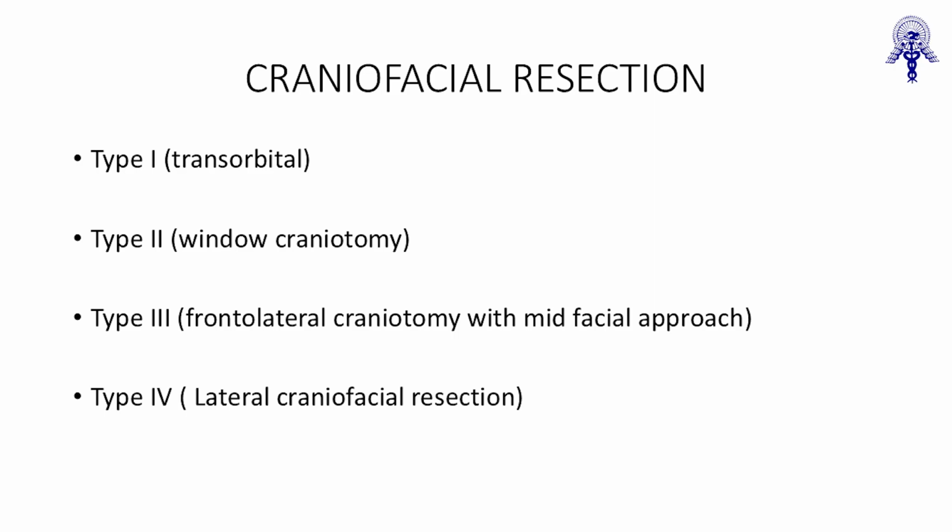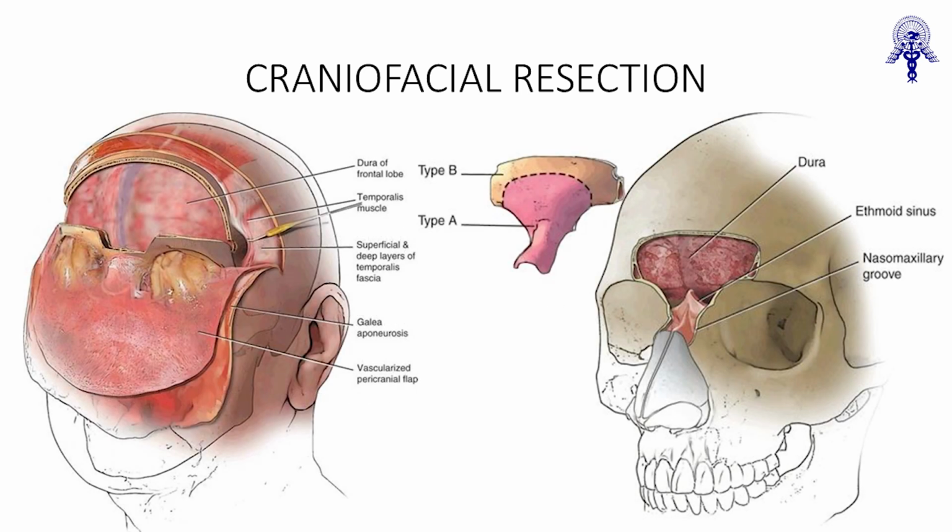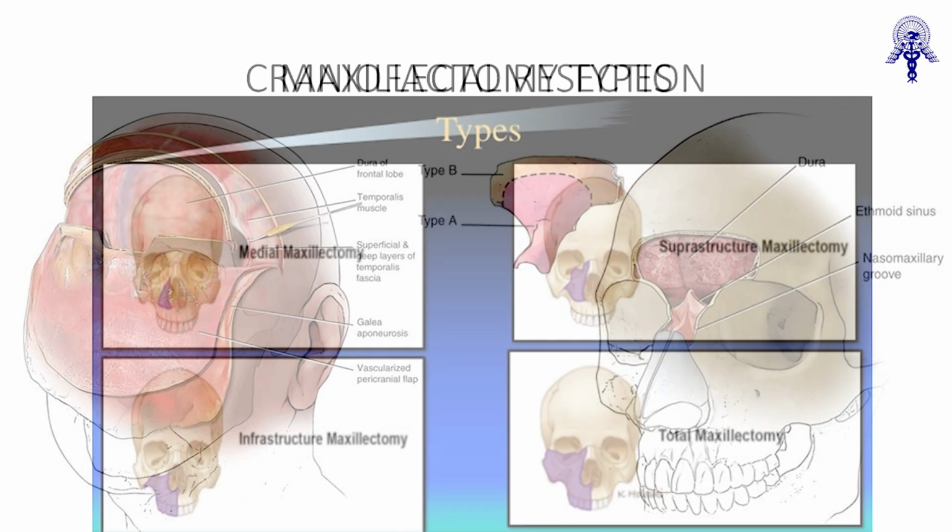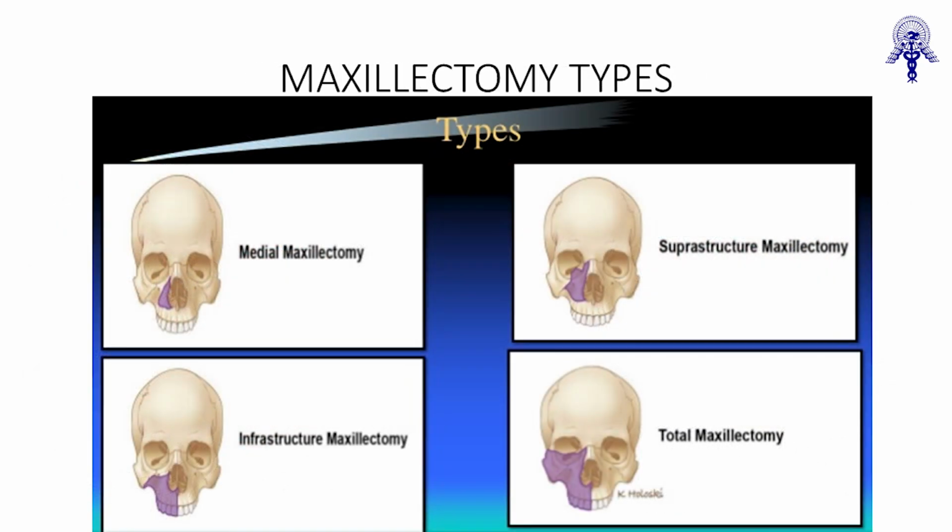Craniofacial resection is usually combined with a neurosurgeon. So type 1 to type 4. We are not going into much detail. For this craniofacial resection, the ideal case is a cribriform plate malignancy where you have to remove it along with the anterior skull base. Most importantly for your level, definitely maxillectomy. Maxillectomy is routinely done in all the centers, and what are the types of maxillectomy?